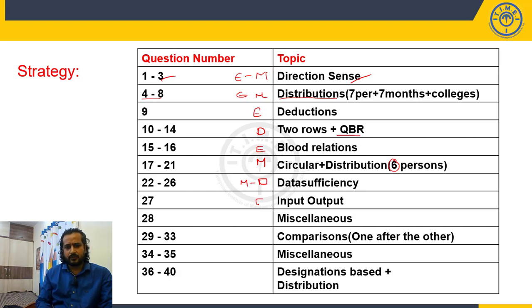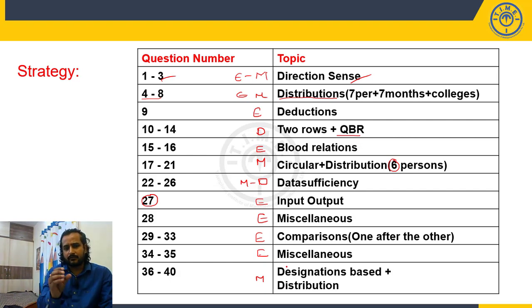Input output, you know, easy because only a single question is given. Miscellaneous, always easy. Comparisons, always easy. Miscellaneous, again easy. Designation based, moderate. So what could be the best strategy for this paper?